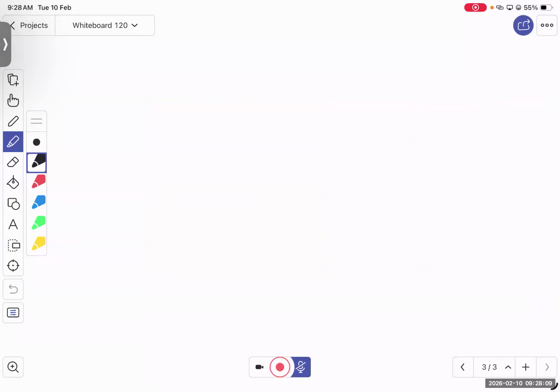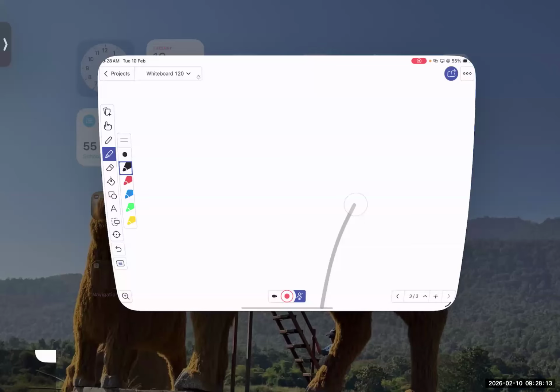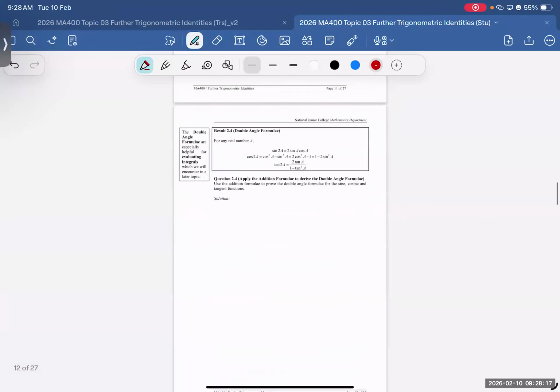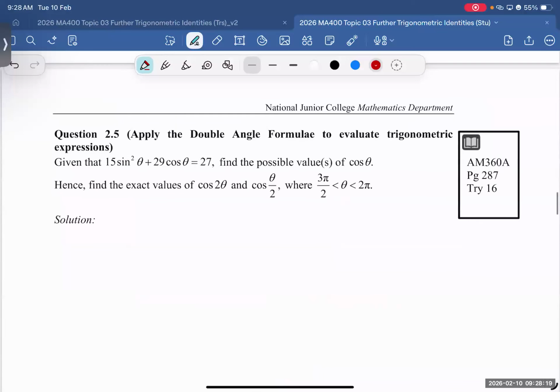Question 2.7? What about 2.7? So fast, you're at 2.5 already? 2.7.